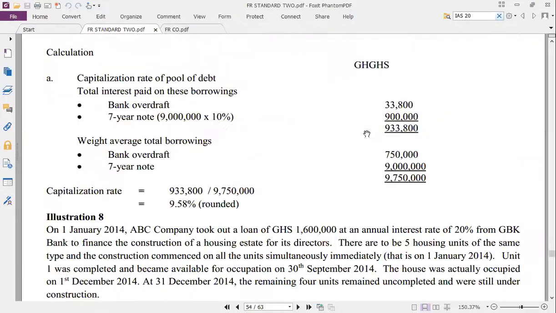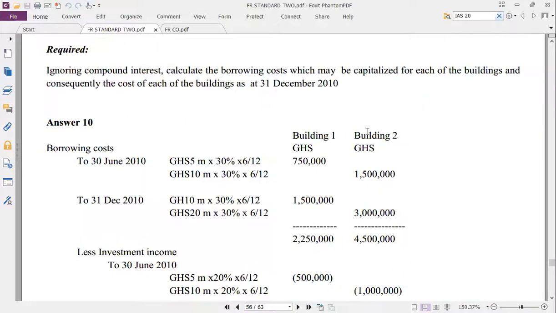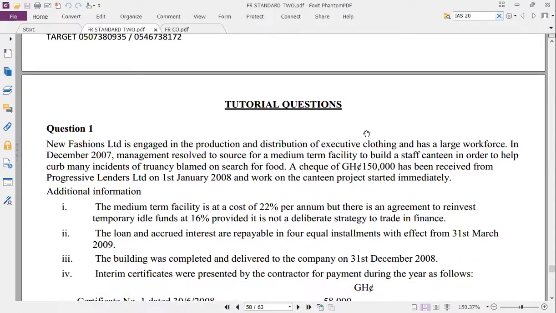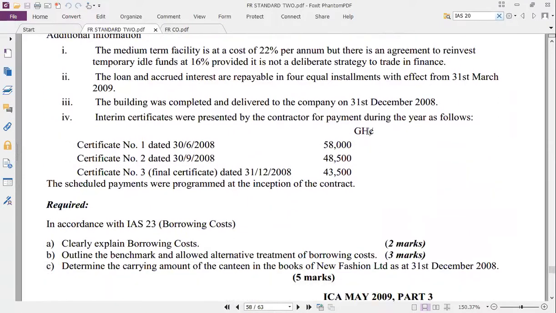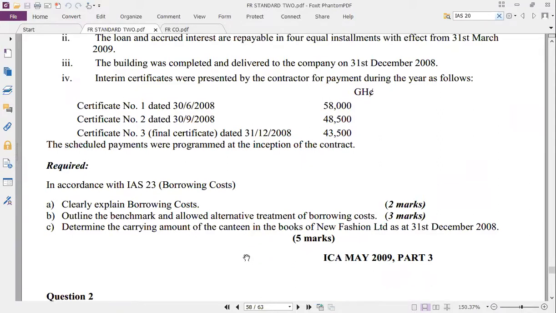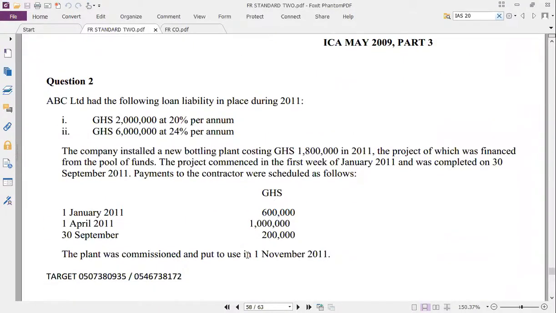So let me go and solve the third question, the one that does not have a solution. All of them are very good for you. 2009 past question. Look at what they're asking. Clearly explain what borrowing costs are. Outline the benchmark and the allowed alternative treatment of borrowing costs for 3 marks. And then determine the borrowing cost. So that one is yours in advance.